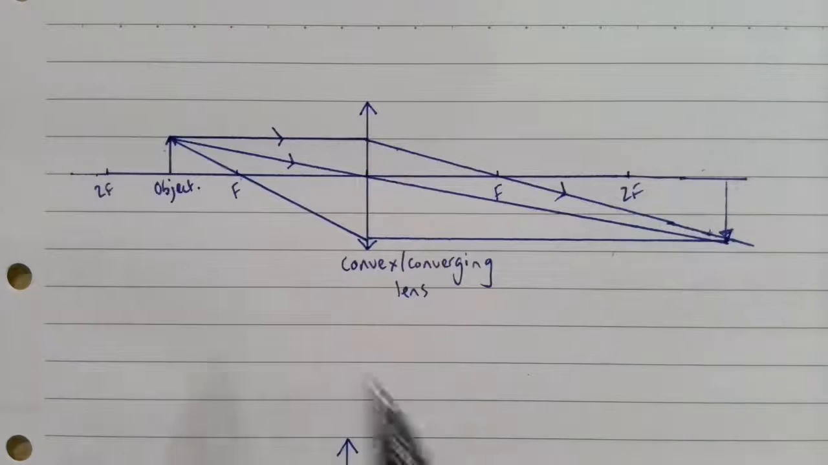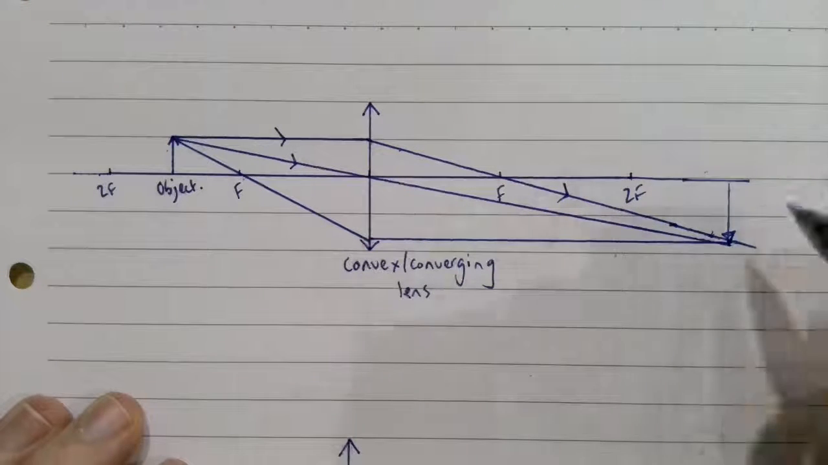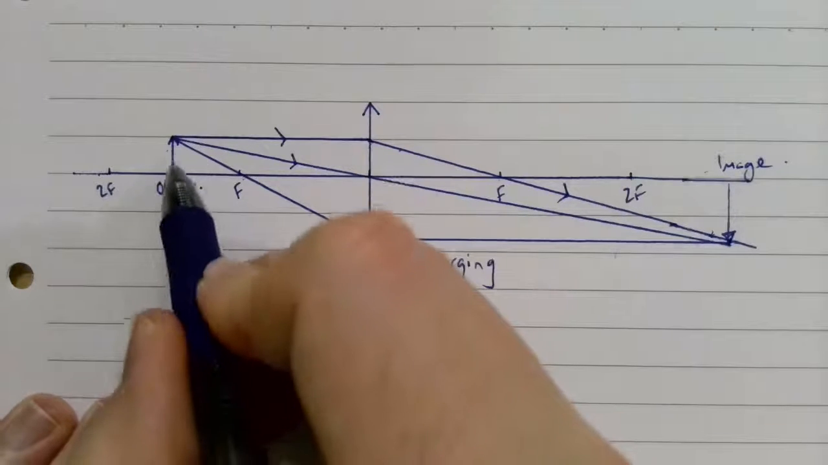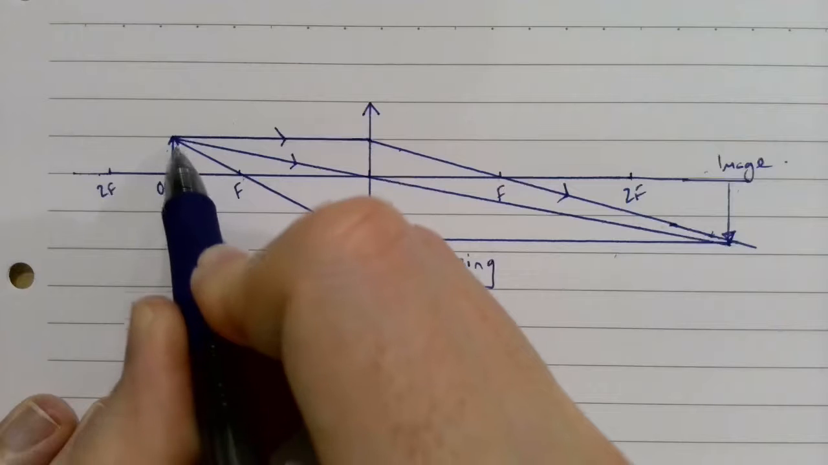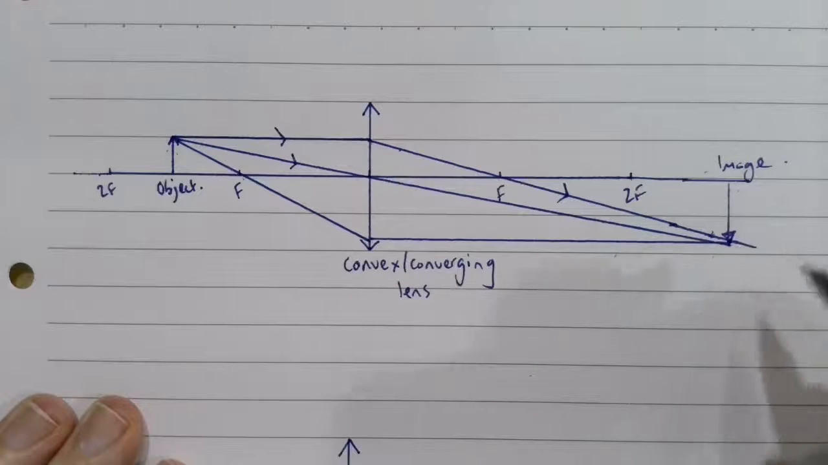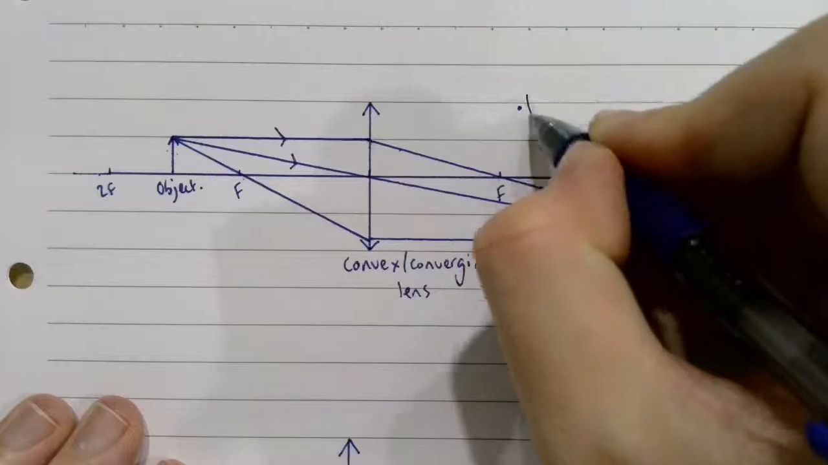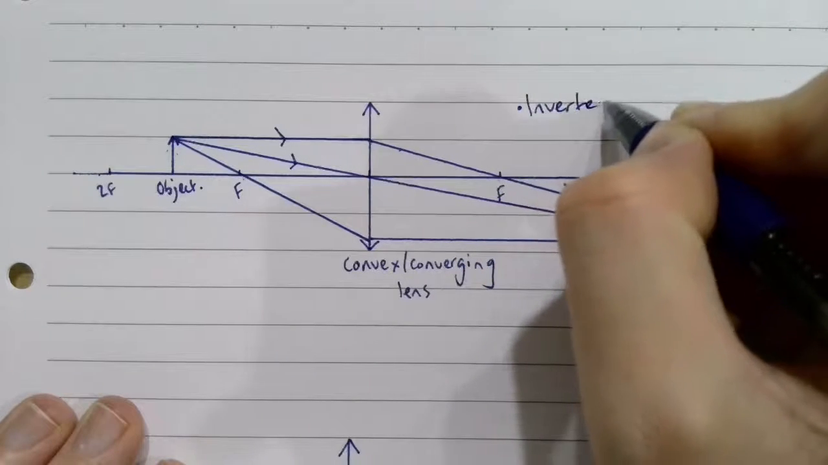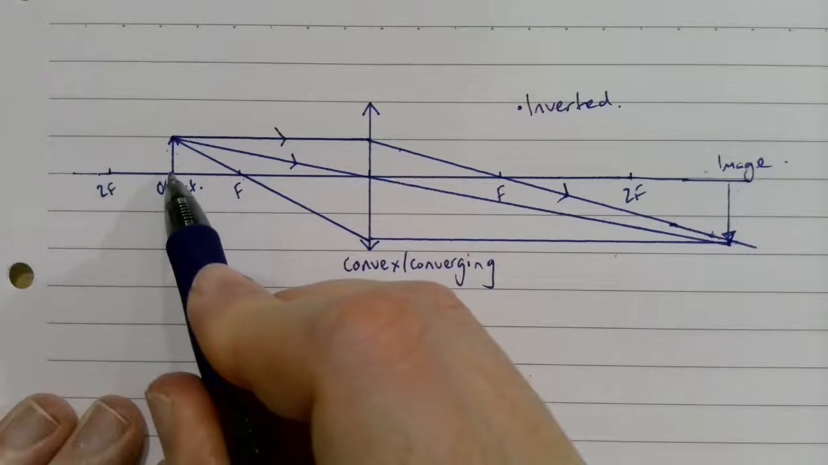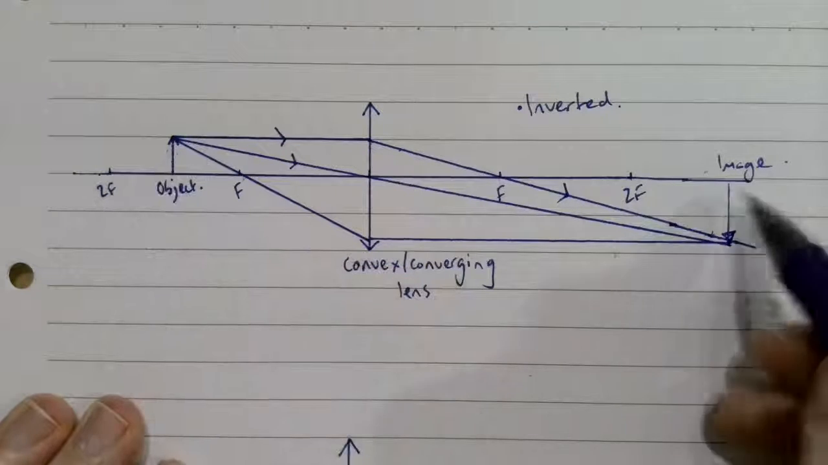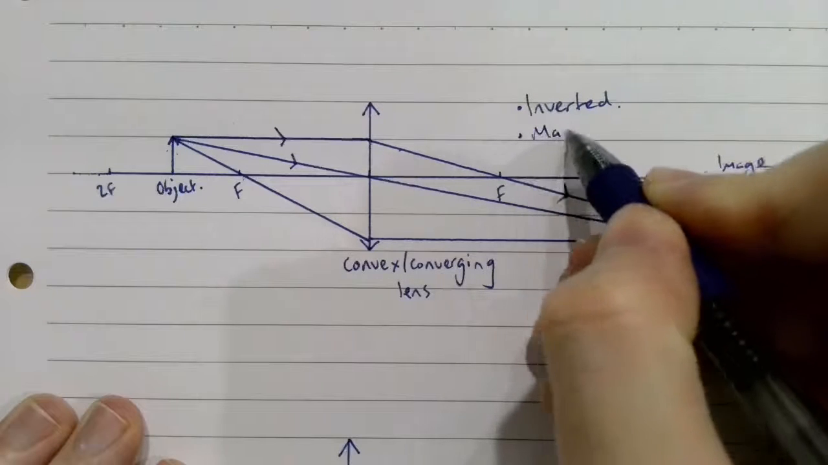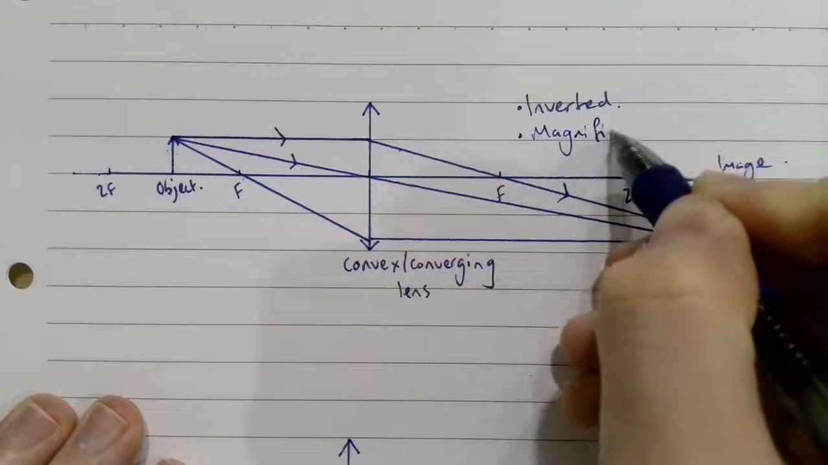So what we do now is you compare the original object to the image of the object. And you can see here that the original object is pointing upwards, whereas now the image is pointing downwards. So we say that number 1, it is inverted. Secondly, the object was originally 1 line tall. The image is now more than 1 line tall. So we say it is magnified.